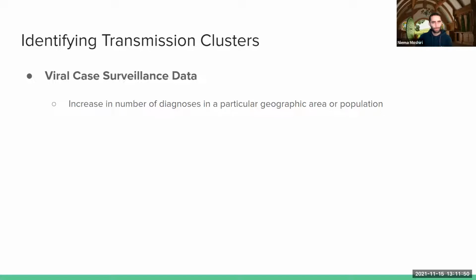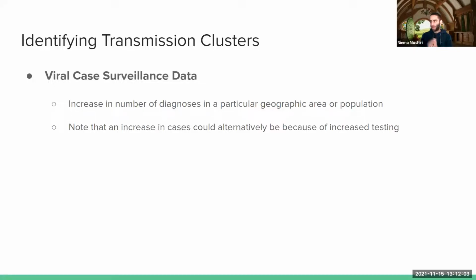Yeah, great question. So we could look at the viral case surveillance data to see what areas we report more and more viral cases occurring. And I really want to emphasize that if you just notice that the cases are increasing, that doesn't necessarily automatically mean that more people are getting infected rapidly.